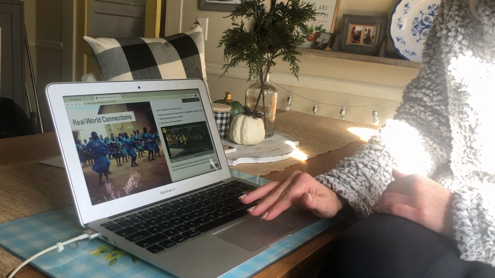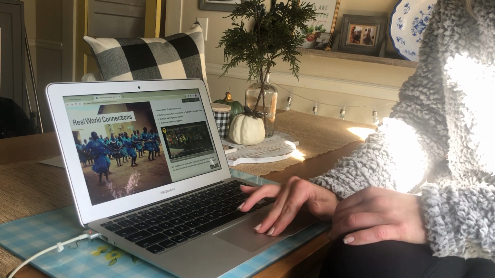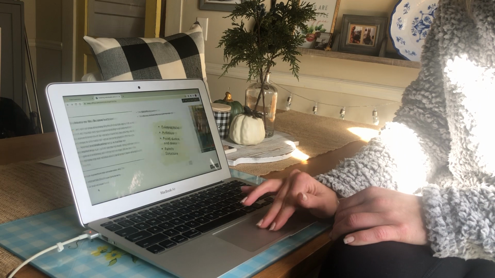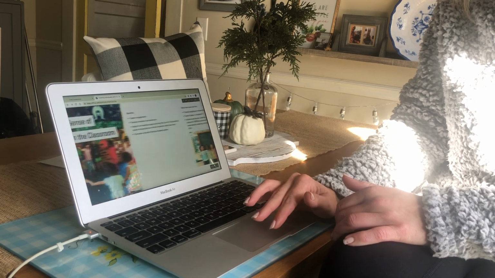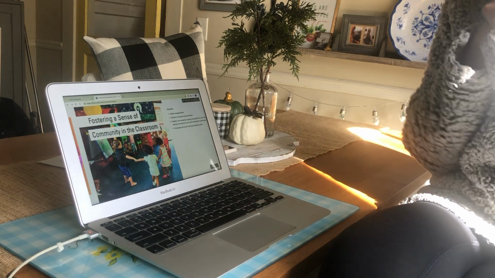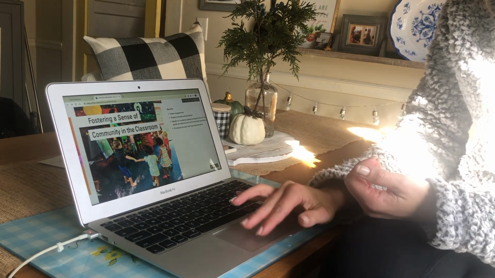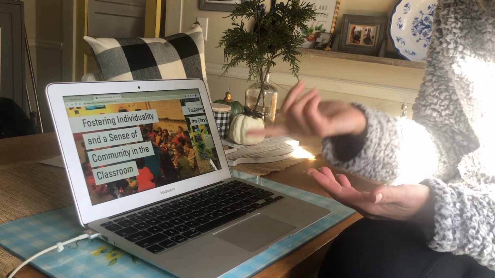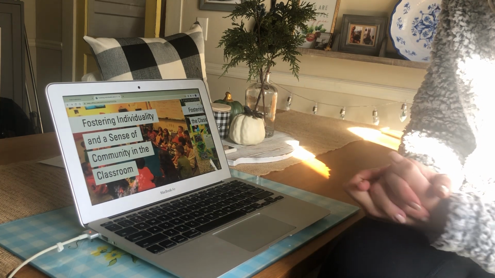This is a little bit of a non-traditional method as opposed to a PowerPoint, but again, I'm a visual learner, and I wanted to express some ideas in a way that was meaningful to me to help express the topic, which was fostering individuality and a sense of community in the classroom. And I hope you got that from this presentation.